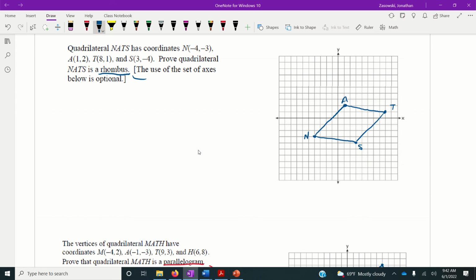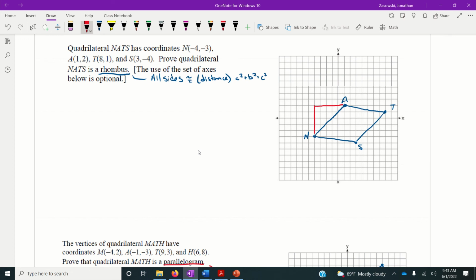Now, if we want to show it's a rhombus, the easiest way to do this is to show that all the sides are congruent, which means we want to use the distance formula or Pythagorean theorem to get the length of those sides. Because if we just count the rise and the run to get from each point, we're going to get a right triangle, and then the length of this third side is the hypotenuse of that triangle.